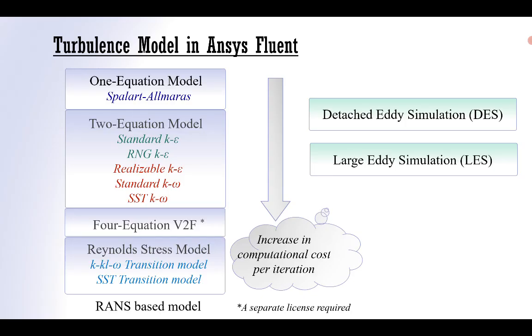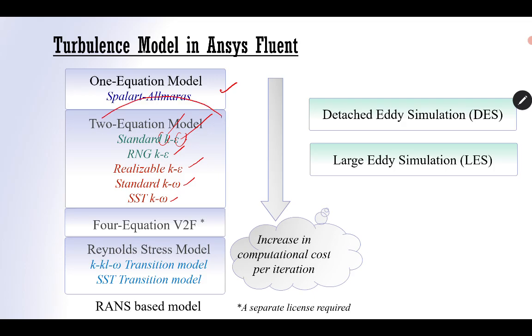And this one I just want to share with you, which is the turbulence model. We have a one equation model, called the Spalart-Allmaras. We have a two equation model, which is the standard K epsilon. That's why we call it a two equation model: we have the kinetic energy equation and the epsilon equation. RNG K epsilon, realizable K epsilon, standard K omega, SST K omega.